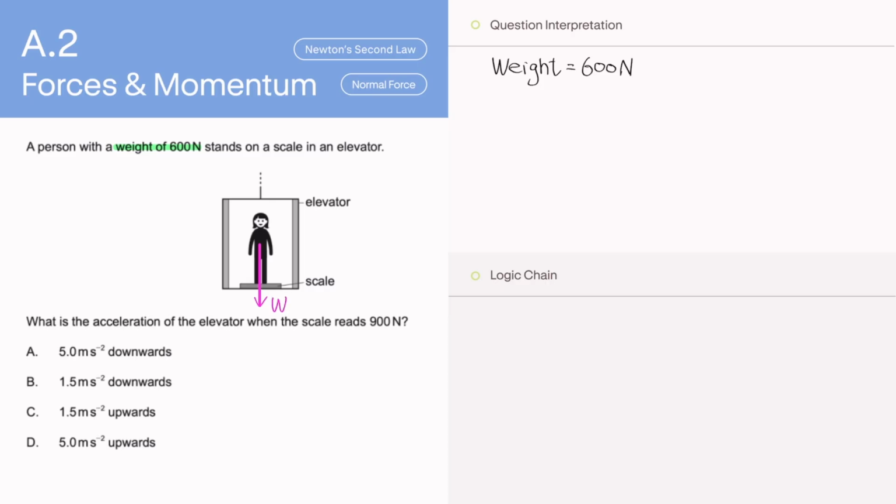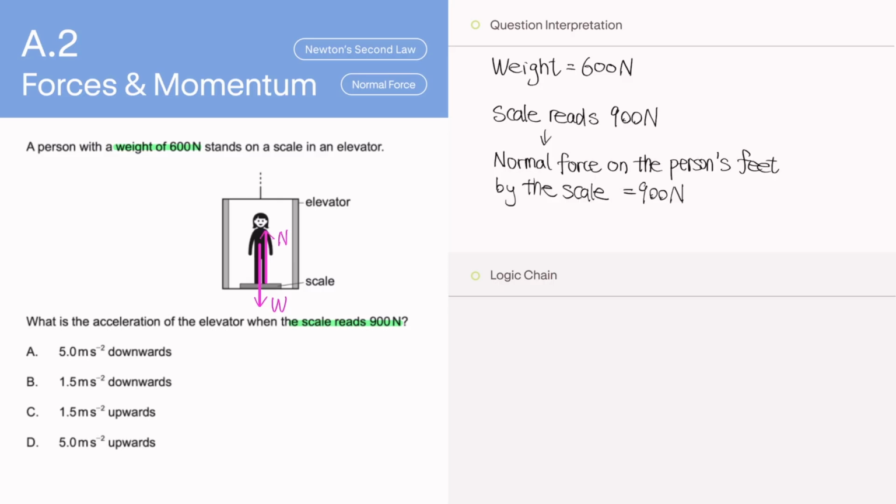The second piece of information is a scale reads 900 Newton, and it tells us the normal force. Think of the normal force as the supporting, pushing force you get from whatever surface you're standing on. Here, the person is standing on the scale, so the scale itself is the surface doing the pushing. It presses upward on the person's feet with a force of 900 Newton, labeled as N. So in one sentence, the scale reading of 900 Newton is the normal force acting on the person.